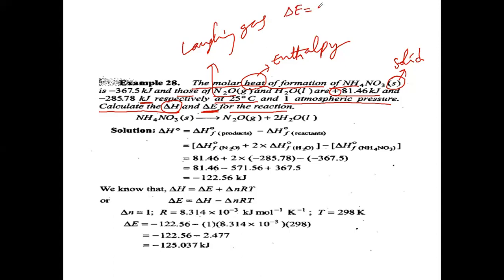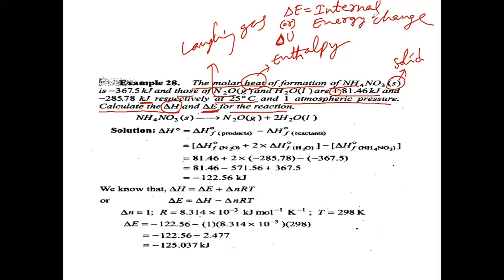Delta E is internal energy change. Internal energy change of reaction. Instead of delta E, what is sometimes also used? Delta U will be used, remember. Delta U or delta E, anyone say, it is internal energy change.